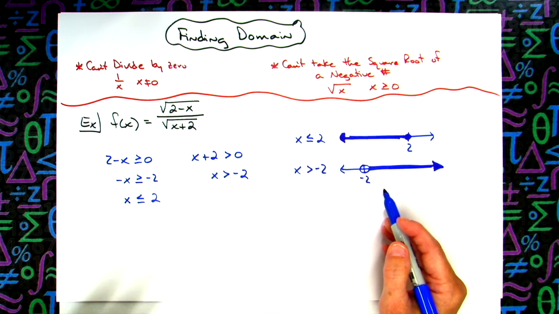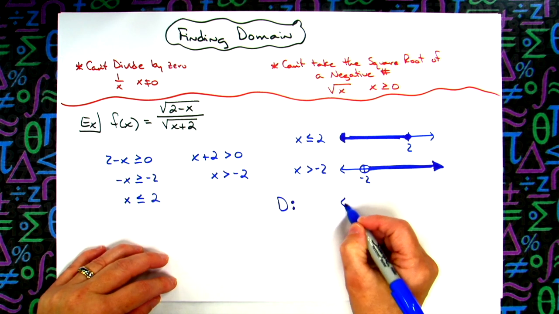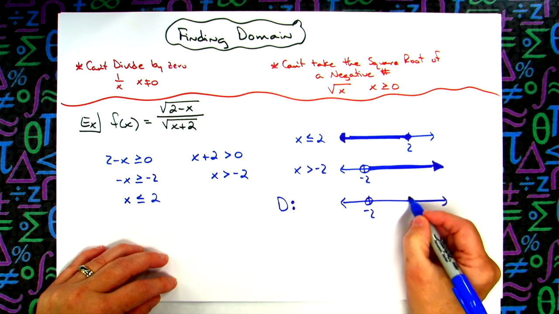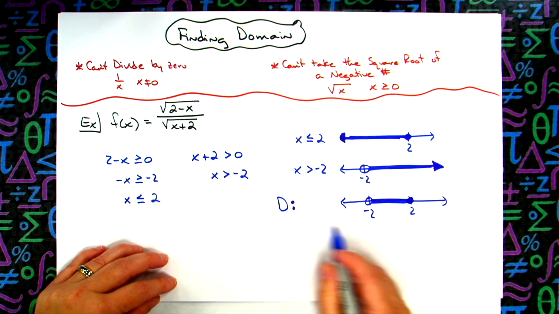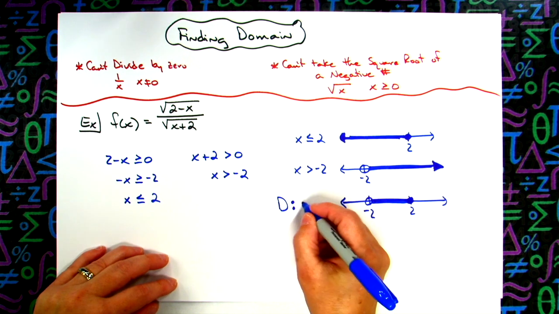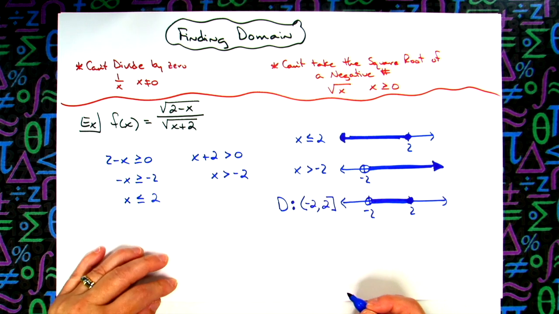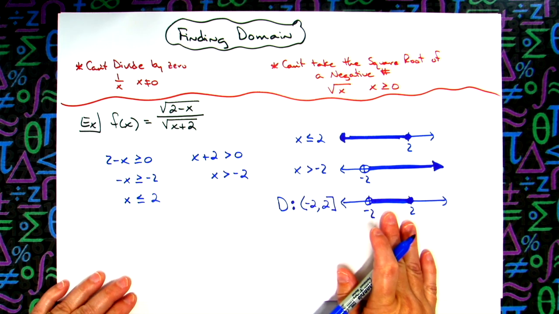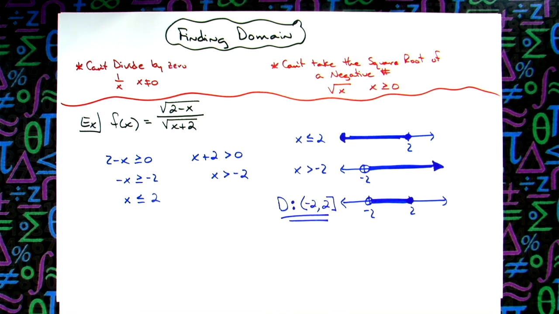I'm looking for the overlapping of the two graphs. So that means my domain would be negative 2 with an open dot all the way up to 2 with a closed dot, and the part in the middle is the part that overlaps. Now writing this in interval notation, I would have a parenthesis, negative 2 to 2, square bracket. The number line system is just a really good way to take into consideration all the different restrictions for your domain, and then once you have that number line, it's easy to write your domain in terms of interval notation.